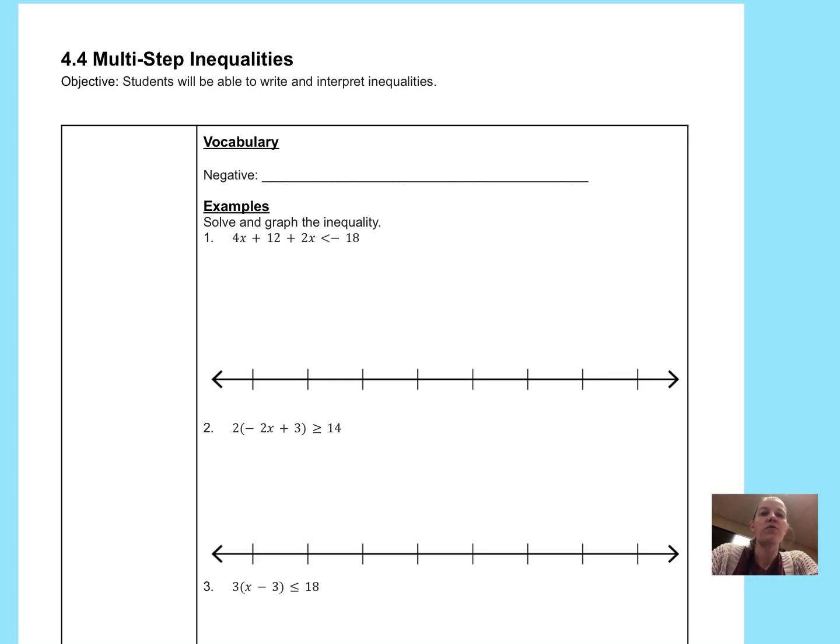For lesson 4.4, we are looking at multi-step inequalities. So these could include distributive property, combining like terms, or they could include both. We also may have variables on both sides of the inequality. But again, the most important thing is that negative. So we're going to flip the inequality.